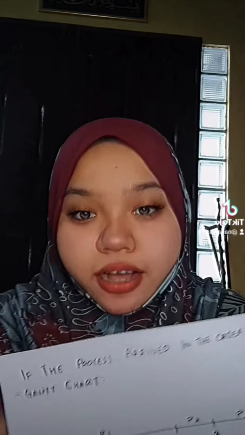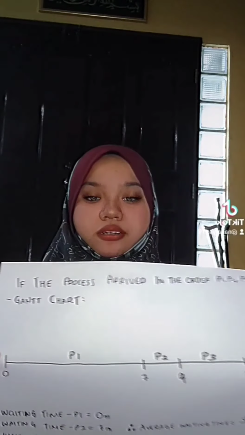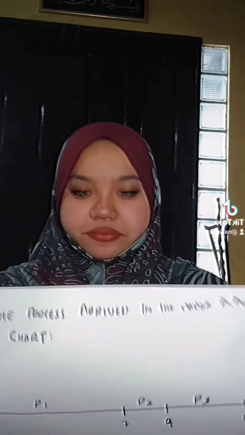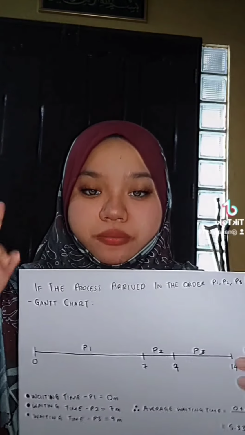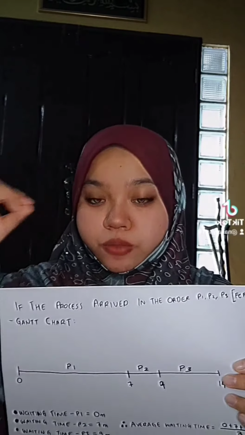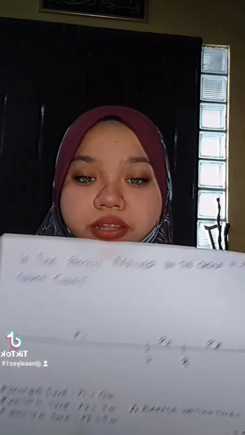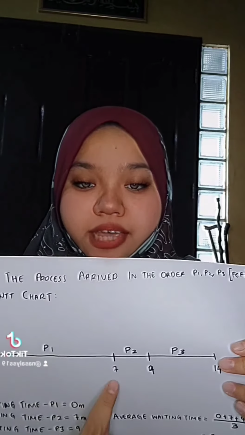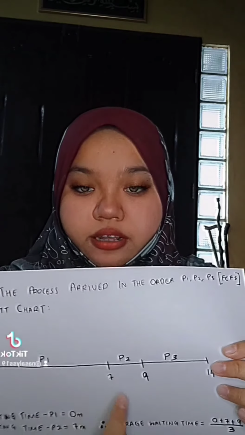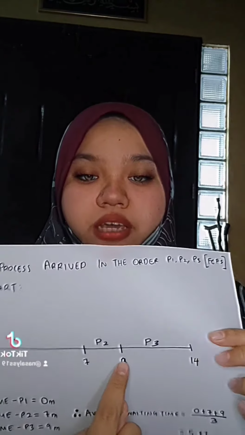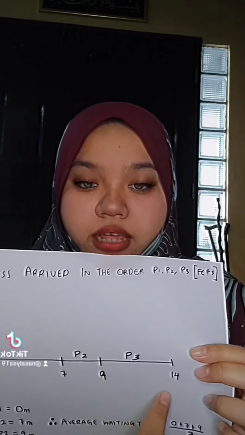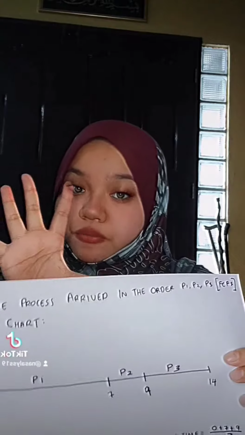Let's say the processes arrived in the order of P1, P2, and P3, and we have to show it in a Gantt chart. So this is the Gantt chart. Since P1, P2, P3 arrive in order, we do P1 first. Since P1 has a burst time of 7 milliseconds, 0 until 7 will be P1. After 7, P2 will start for 2 milliseconds and end at 9 milliseconds. P3 will start at 9 milliseconds and end at 14 milliseconds because its burst time is 5 milliseconds.